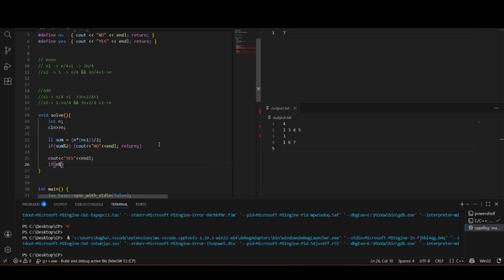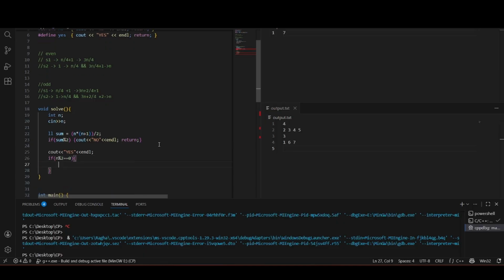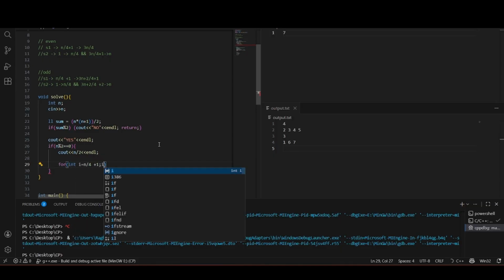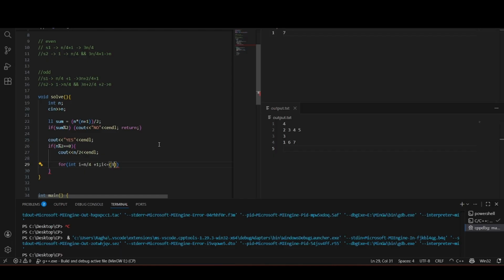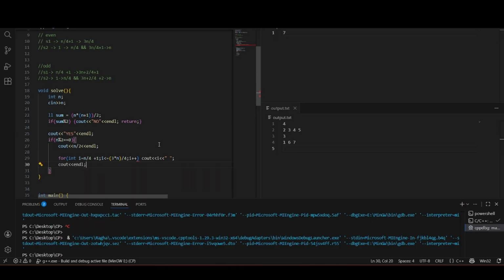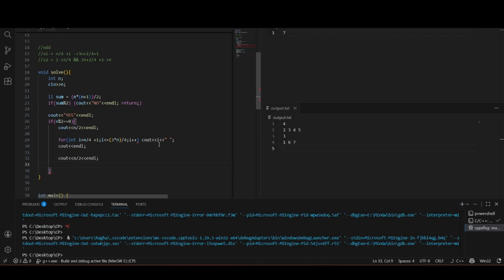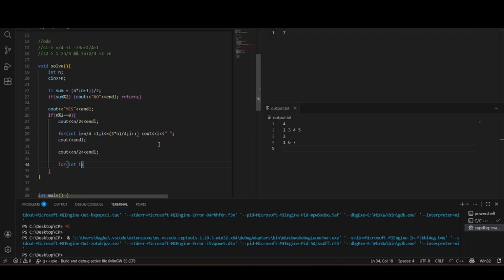And if n is even, let's write the even case first. So the number of elements in both the sets will be equal. So first we need to print the number of elements, and then the elements in set 1 are from for int i equals n by 4 plus 1 till i less than or equal to 3 star n by 4, i plus plus, cout i. cout endl. Now in the second set also the total number of elements will be n by 2 since n is even. And now we need to print the second range.